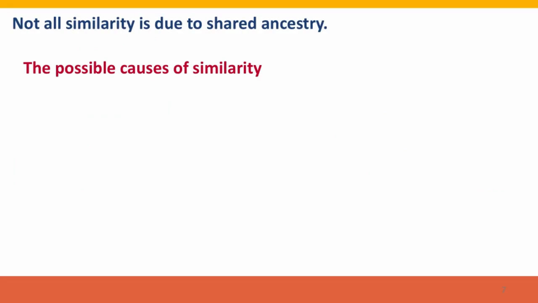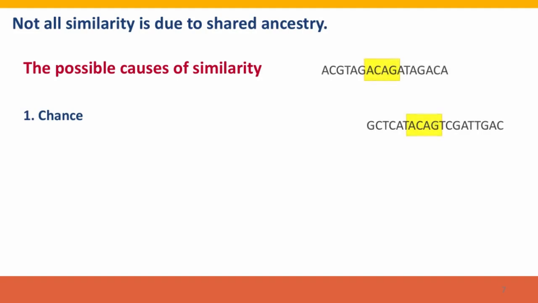Now, not all similarity is due to homology. That's part of why there's this confusion. Similarity can simply be due to chance. This is especially true for relatively simple features. For example, if we're comparing just short segments of two DNA sequences, we'll often find short strings of bases that are the same simply by chance, with no evolution or ancestry involved.